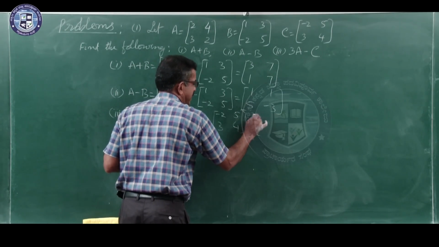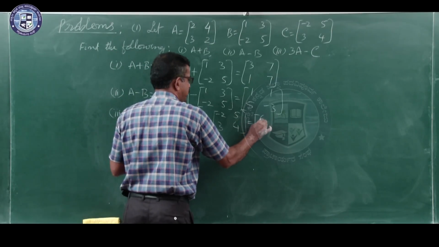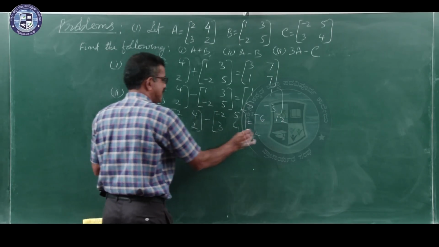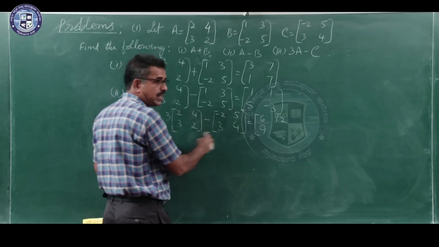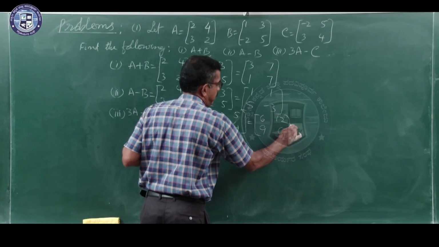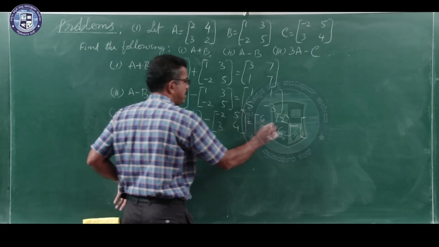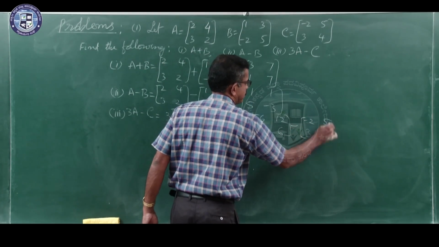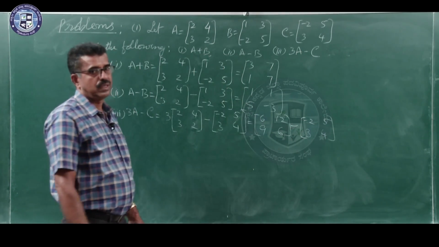Therefore, we expect here: what is 3 2s? 6. What is 3 4s? 12. What is 3 3s? 9. What is this one? 6. Minus the second matrix as it is, minus 2, 5, 3, 4. Therefore, what do you expect here?